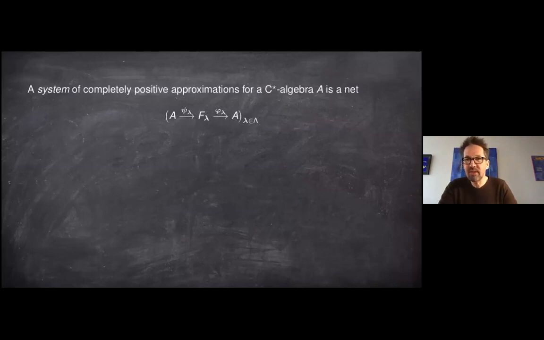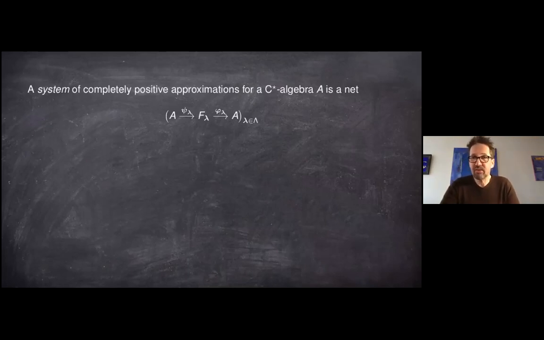So it's about completely positive approximations for C-star algebras, just in case you've forgotten or never heard what a C-star algebra is. That's a Banach star algebra with the additional property that the norm of x star x is the same as the norm of x squared, and equivalently, it's a norm closed star subalgebra of bounded operators on some Hilbert space. And then the maps between C-star algebras, the typical maps are star homomorphisms.